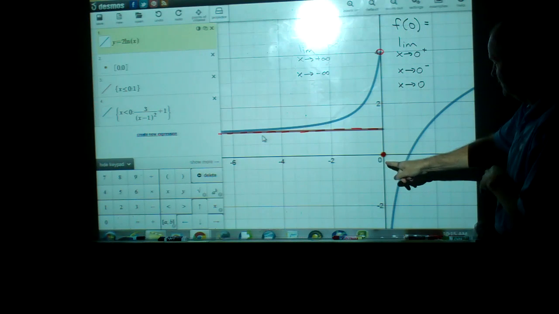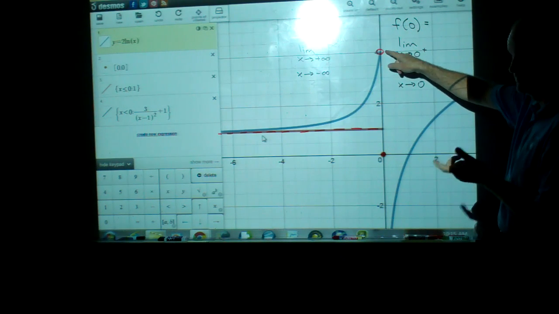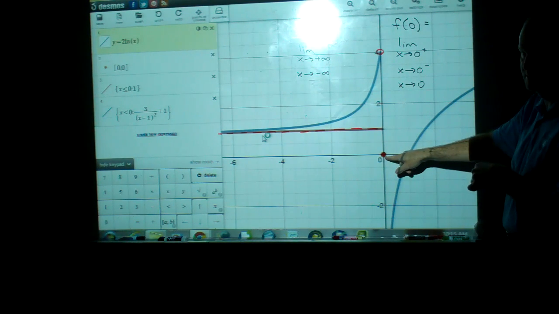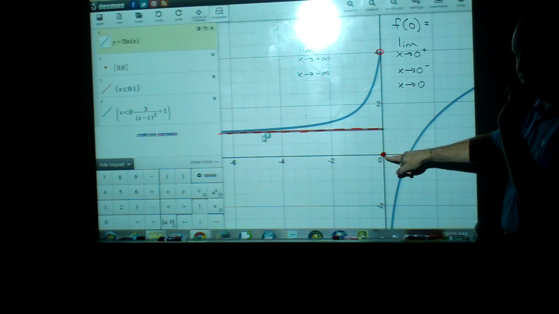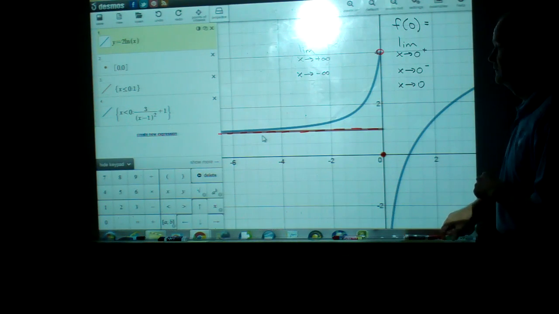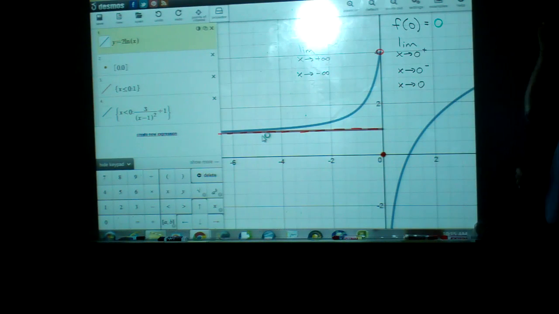So you look for x equals 0. And is it 4? No. Open dot. That's your only solid dot you got. So x equals 0, y equals 0. So when x equals 0, y equals 0. Solid dot. You should only ever get one answer for these function values.